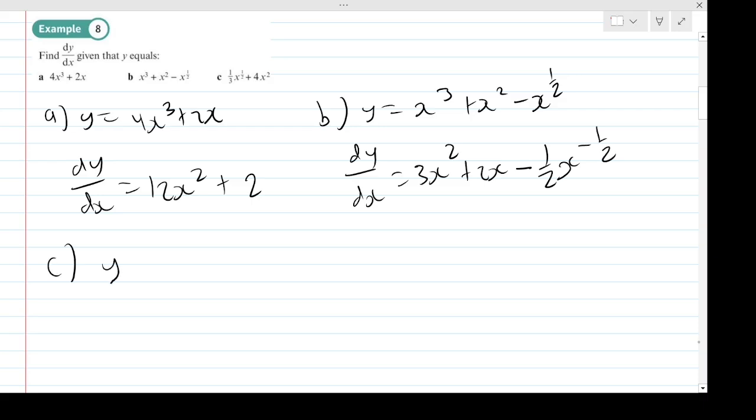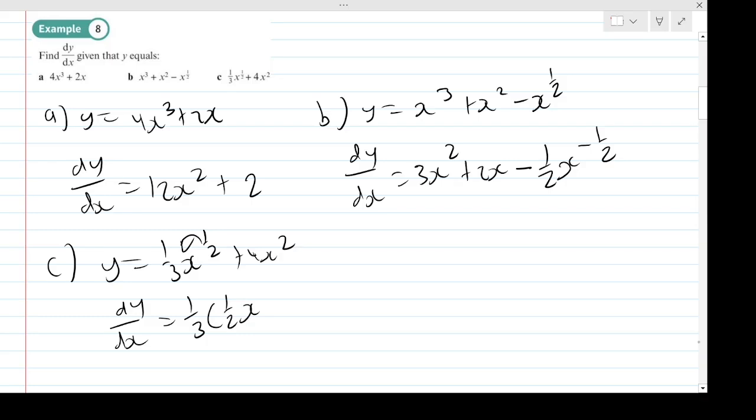Part C, we have y is equal to a third x to the half, add 4x squared. Then the derivative is going to be, well, again, it's going to be the third. Then we're going to bring the half to the front, so then a half will be times by a third. And then x, and then if we knock 1 off the power, a half minus 1, that's going to be minus a half. And so then we can simplify, and then we differentiate the 4x squared, right? So that's differentiating this term of x.